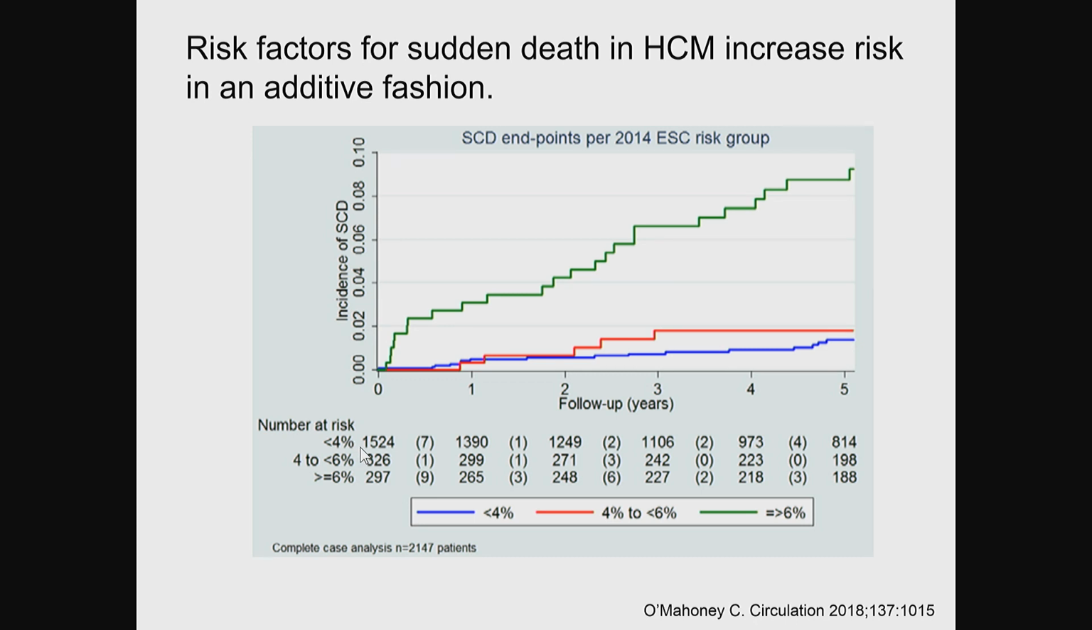And in a recent validation study, the European group led by Dr. O'Mahony showed that patients at the lowest risk, with a calculated risk of less than 4% of sudden death in 5 years, had a very low observed risk in a validation cohort. Patients in the intermediate risk had a modest but not significantly increased risk of sudden death compared to the low risk category. And the patients at the highest risk had a marked increased risk of sudden death in this validation cohort. It's also worth noting that the minority of patients with hypertrophic cardiomyopathy fall into the highest risk category.